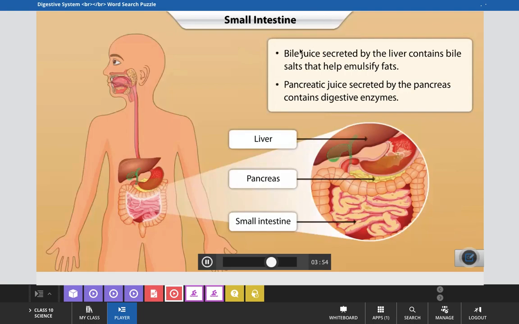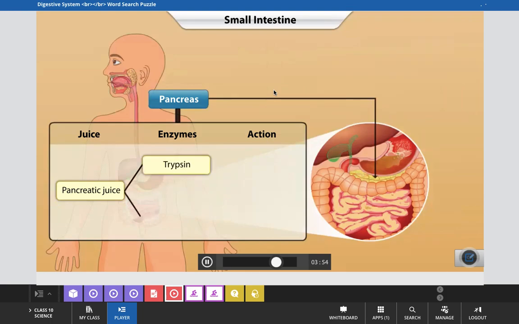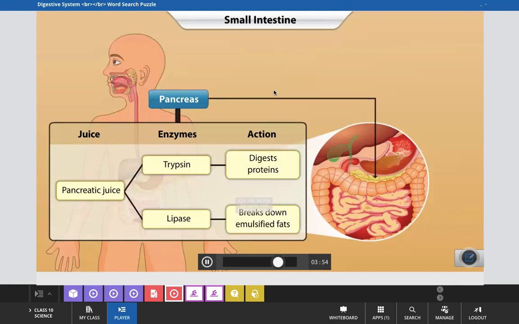Here are these two juices. Bile juice secreted by the liver contains bile salts that help to emulsify the fats, and one another juice, that is pancreatic juice secreted by the pancreas contains enzymes trypsin and lipase. Trypsin digests proteins while lipase breaks down the emulsified fats.